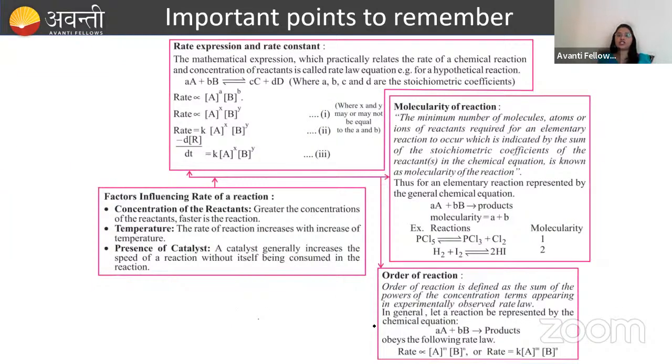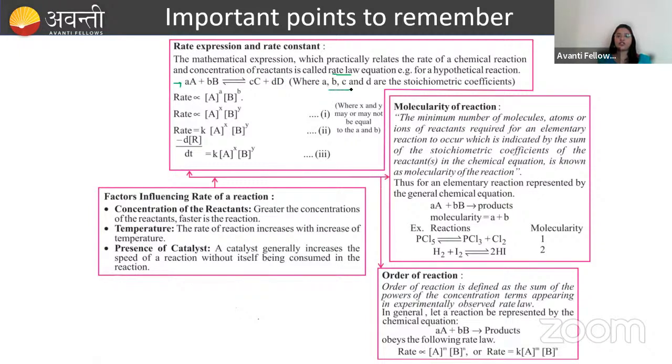Next, rate expression and rate constant. The mathematical expression which relates the rate of reaction and the concentration of reactants is called the rate law equation. What is the rate law equation? It is the relationship between the rate of reaction, the rate constant and the concentrations of reactants. Here you can see a simple equation. The reaction is given: a moles of A plus b moles of B react together to form c moles of C and d moles of D.